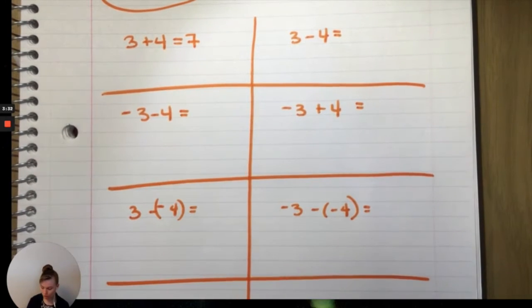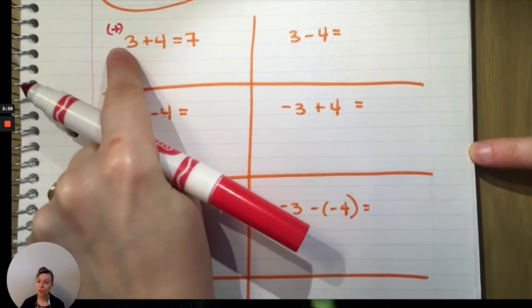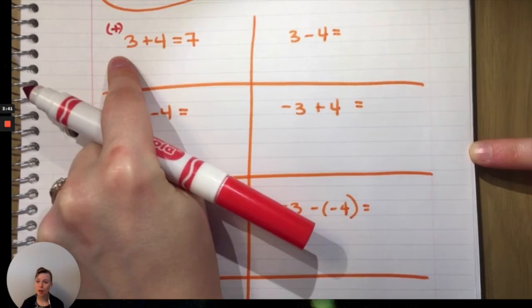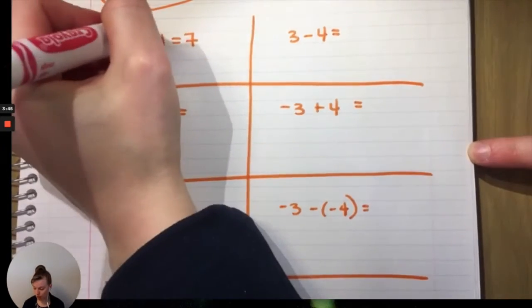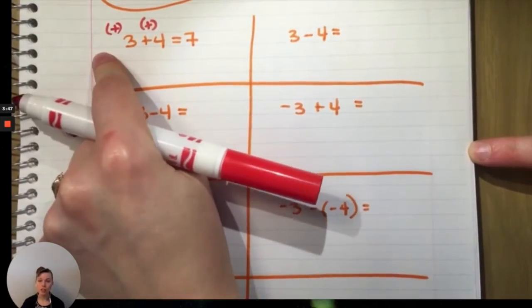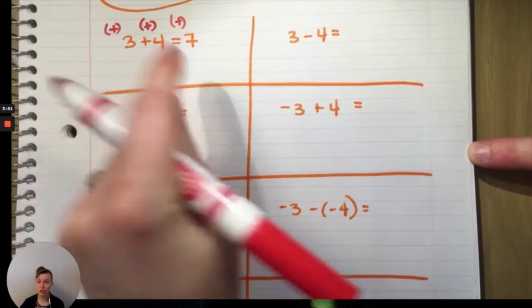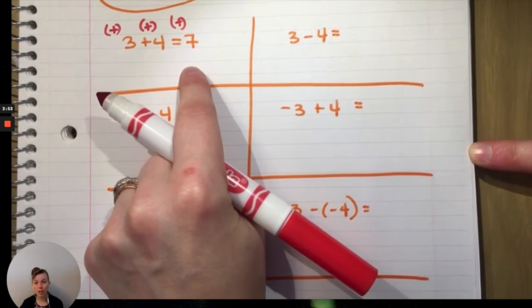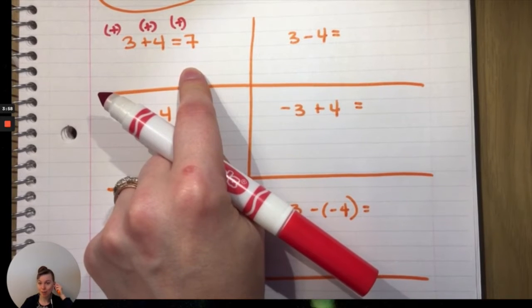This 3 in our first upper left is a positive number, because even if you don't see a sign next to it, that still means it's positive. On this 4, we do see the plus sign, so this is also a positive number. So a positive plus a positive equals a positive 7. You don't have to put the plus sign on every number. If it's positive, we just assume that there's a plus sign in front of it and that it is positive.